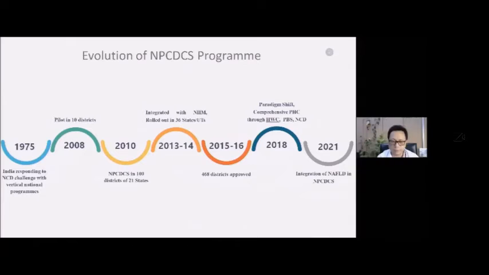to about 468 in 2015-16, and then there is the paradigm shift, and we had the introduction of the comprehensive primary healthcare package through the health and wellness centers, and the population-based screening for the common NCDs had also happened in 2018, and now we are in 2021 when we are trying to integrate yet one more component of NCD into it, and that is what we call the non-alcoholic fatty liver disease, or NAFLD.